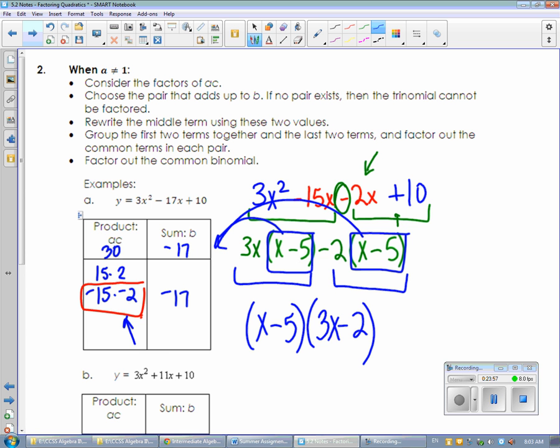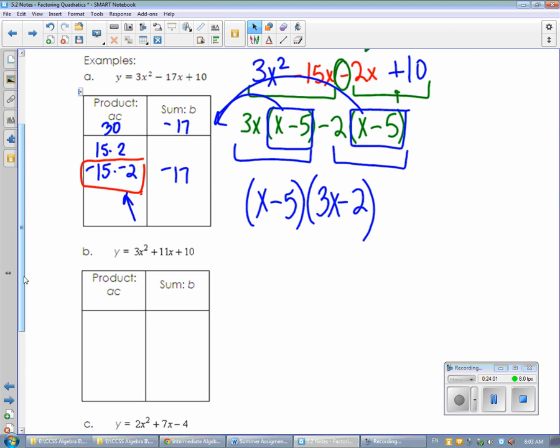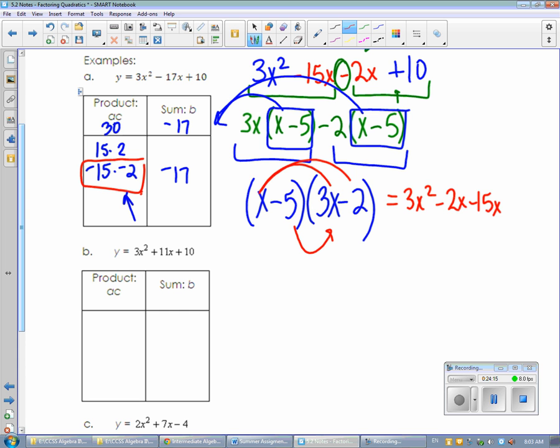And now, if I check to make sure that I factored correctly, because remember, whatever I do, I want to make sure when I multiply it back out, I get what I started with. So I get my 3x squared. If I multiply x times negative 2, I'm going to get my negative 2x. This is going to give me a negative 15x. And then my last terms are going to give me a positive 10. And when I simplify, I'll have the 3x squared minus 17x plus 10. And since that's what I started with, I know these are the correct factors for that expression.